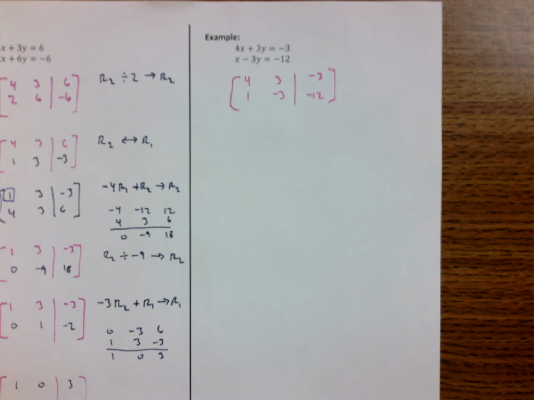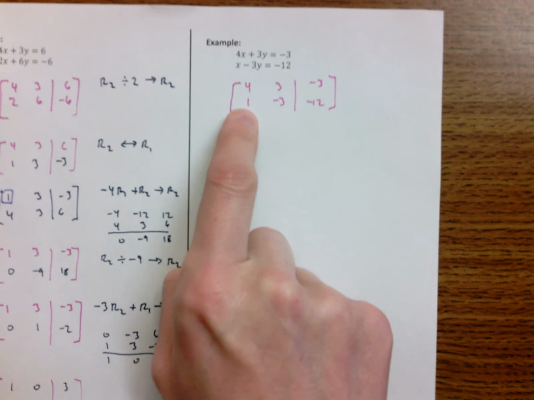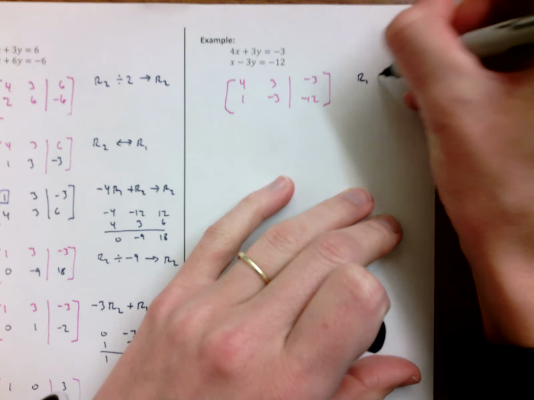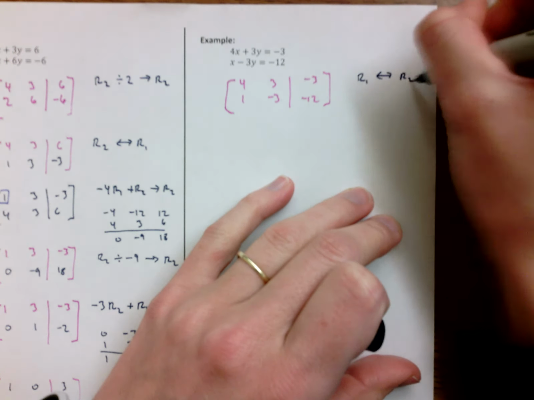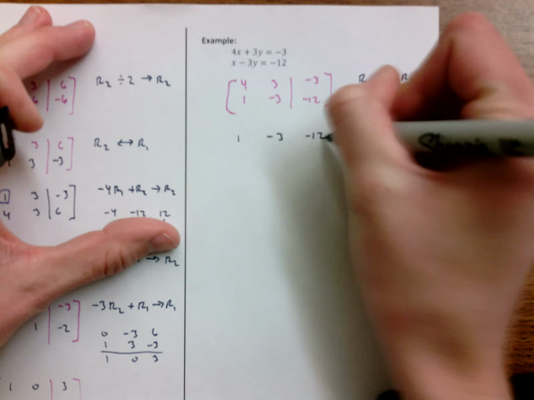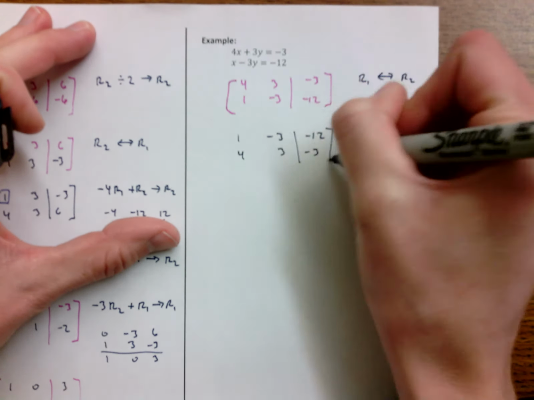All right, I need a 1 in one of these two spots. I have a 1, it's down here. So the first thing I'm going to do is swap my two rows. I'm going to say row 1, swap it with row 2. So now the 1, -3, -12 is on the top, and the 4, 3, -3 is on the bottom. There's my new matrix.